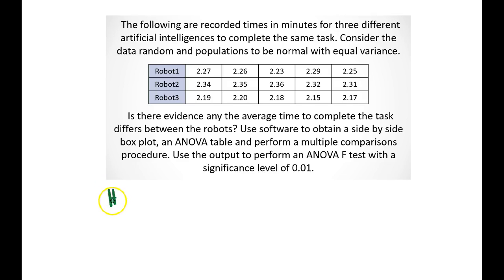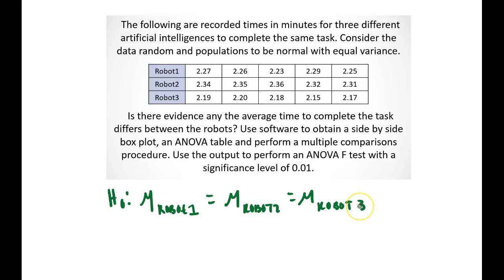So our null hypothesis for a single factor ANOVA is that mu, the mean for the first robot, is equal to the mean of the second robot, is equal to the mean of robot number 3. All right, so all the means are equal to each other, and the alternative is that at least one mean, or at least 2 means, differ.